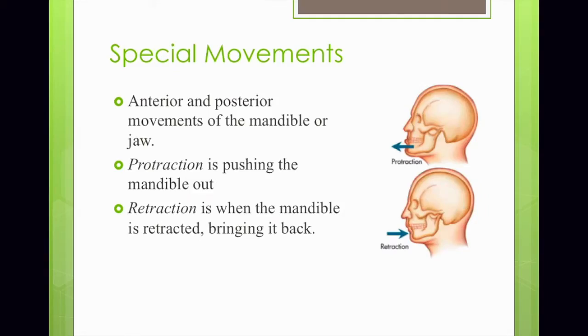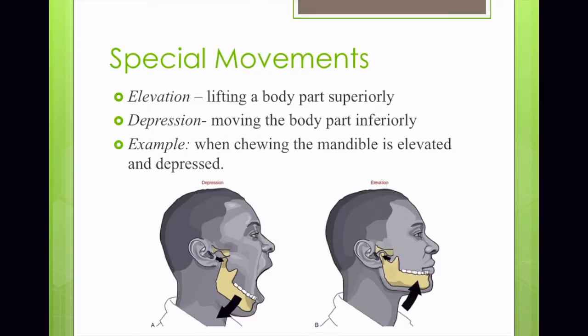Special movements: anterior and posterior movements of the mandible and jaw are protraction, which is pushing out the mandible, and retraction, which is bringing the mandible back in. Elevation is lifting the body part superiorly. Depression is moving the body part inferiorly. An example of this is when chewing, the mandible is elevated and depressed in an upward and downward motion.